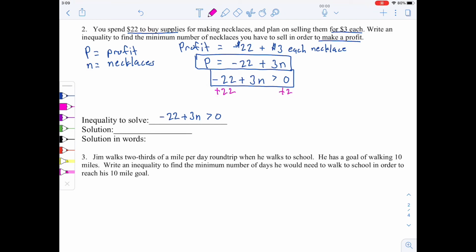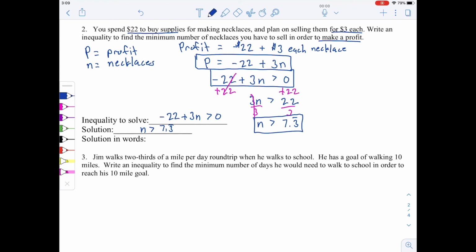Add 22 to both sides. So we have 3n is greater than 22, divided by 3. And then we end up with n is greater than 22 divided by 3. And you end up with some kind of decimal, that's fine. Right, 7.3 repeating, 7.33333 repeating. Okay, so that's our solution. N is greater than 7.3 repeating.